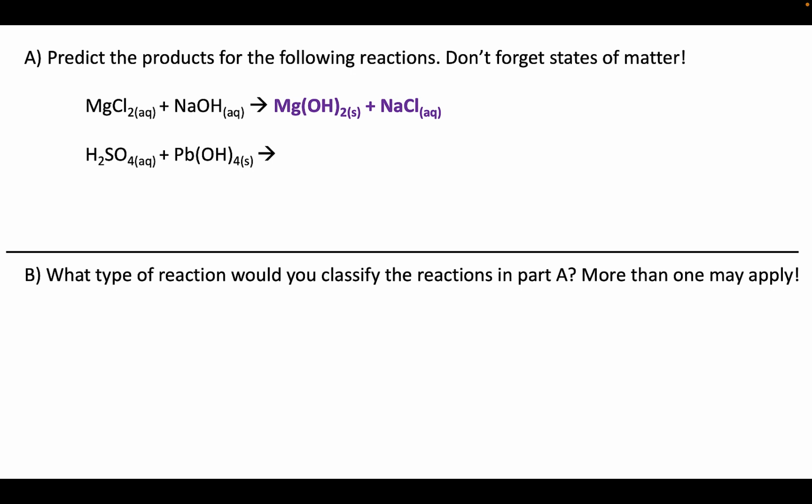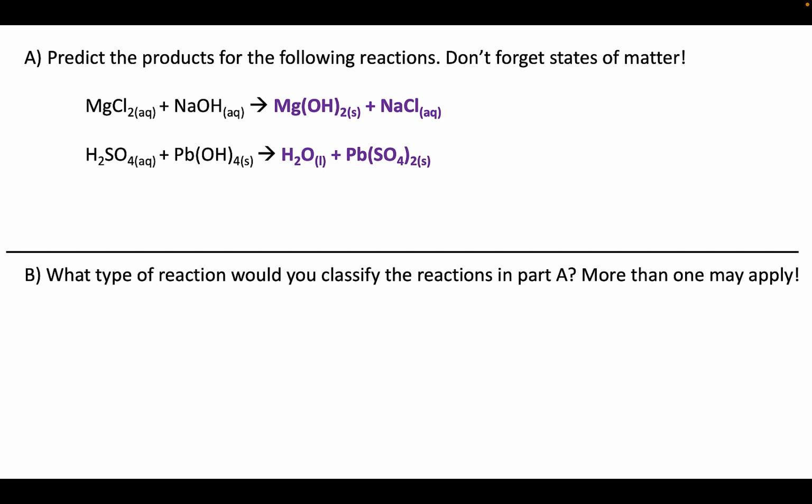Second, we have the sulfuric acid with the lead 4 hydroxide. In this case, they may both look like ionic compounds, but there are a few differences. First, the lead hydroxide is solid to begin with. And second, we don't have an ionic compound for our first reactant. We have the sulfuric acid. But still, we have what looks like a cation and an anion, and so trying to switch those is a good idea. Let's attempt that. We end up with water and lead 4 sulfate.